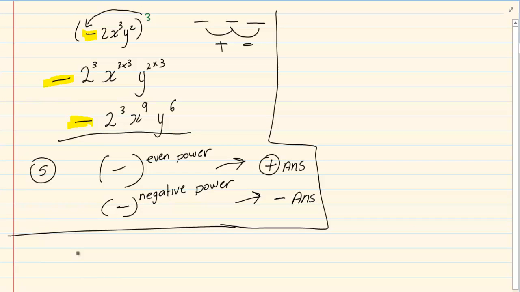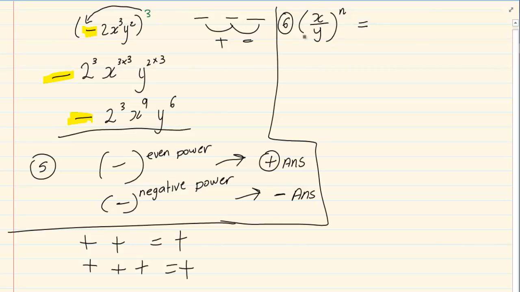Now positives do not affect us. If you have a positive times a positive, it will always give you a positive. Even if you have an odd number, positive times positive is positive. So positive is never affected by this rule, but negative is always affected by this rule. So be wary when you have a negative in the question.